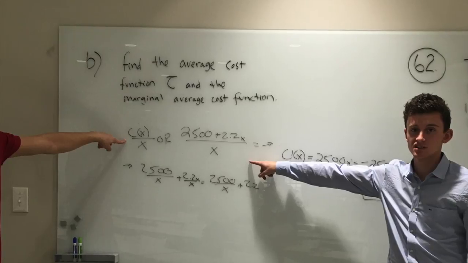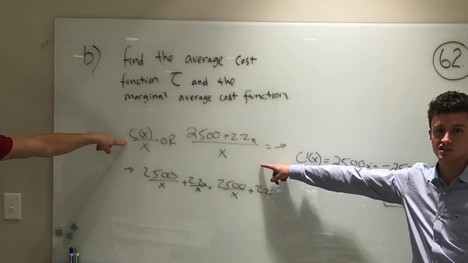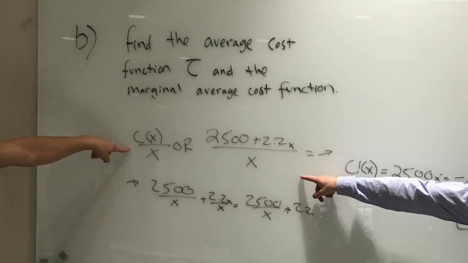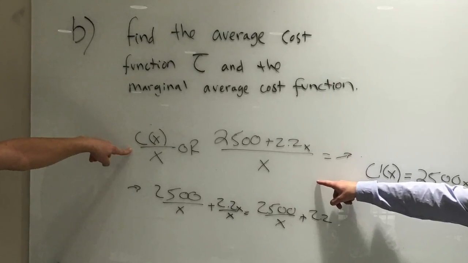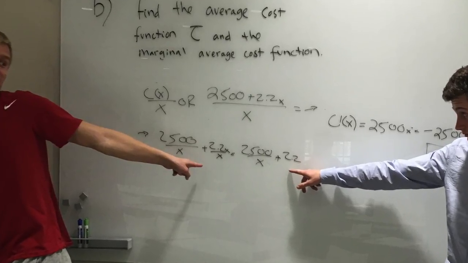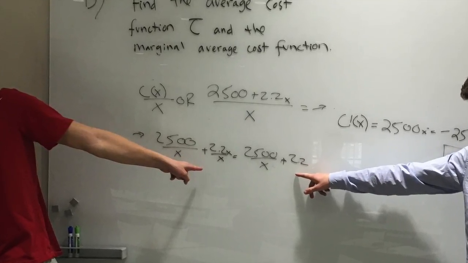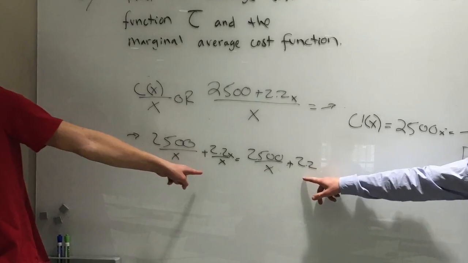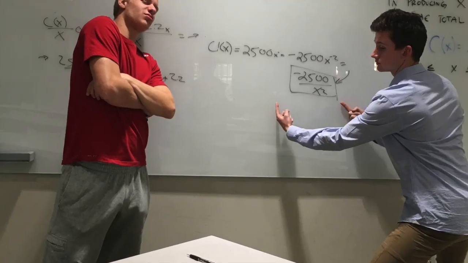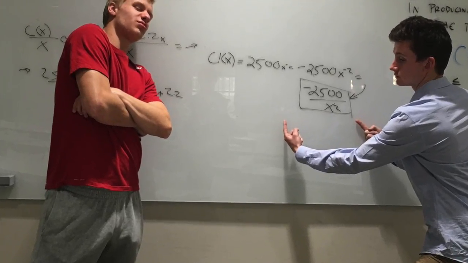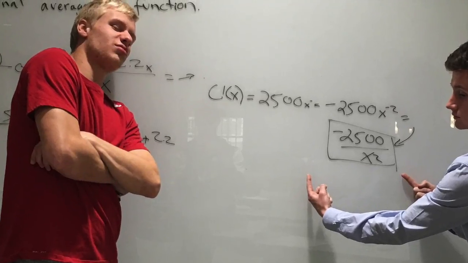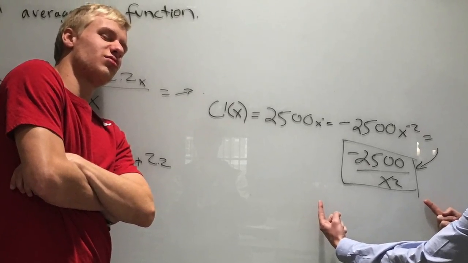First thing that we did was we found that the average cost function equation is c of x over x. So we plug in 2,500 plus 2.2x, which is the function, and we divide that whole thing by x, and we come up with the average cost function as 2,500 over x plus 2.2. Then in order to find the marginal average cost function, we find the derivative of that, and we found that to be negative 2,500 divided by x squared.